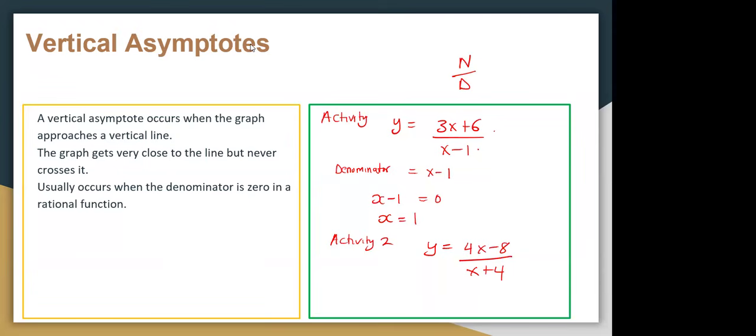Okay, negative 4, perfect, good. So here, you just say x plus 4 is equal to 0, and your x is equal to negative 4. So that is our vertical asymptote. Okay, we are going to continue.